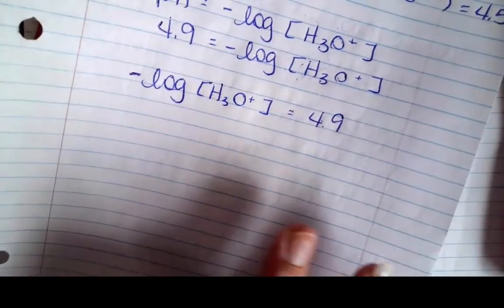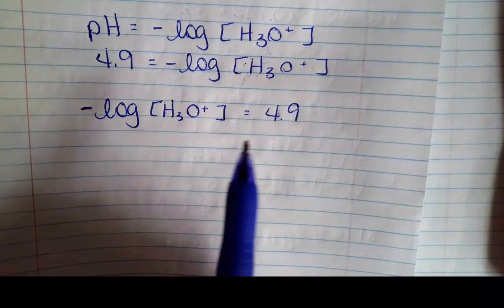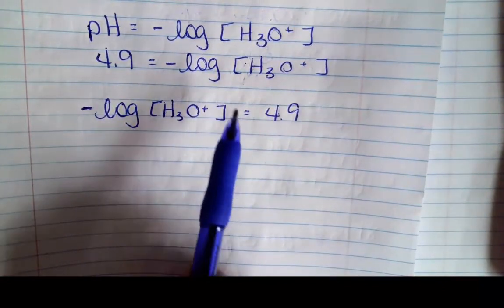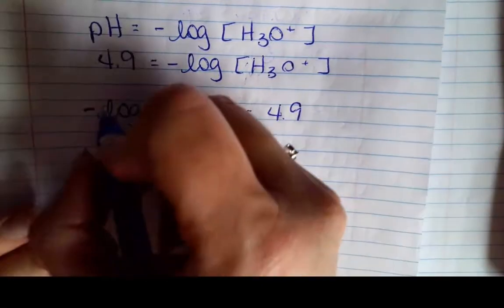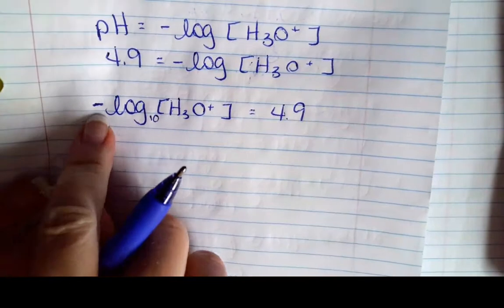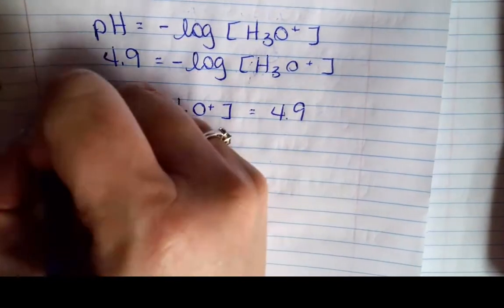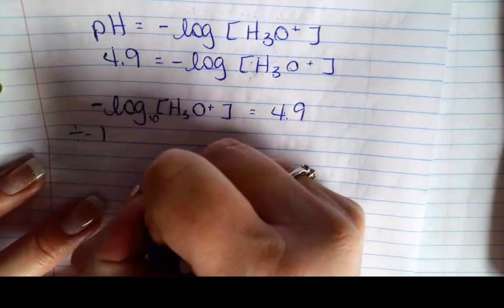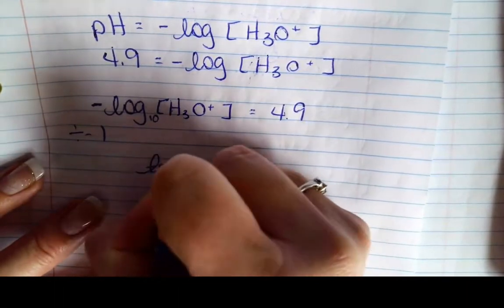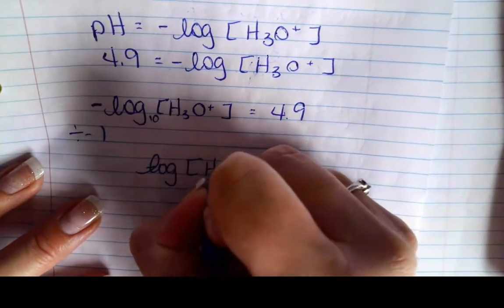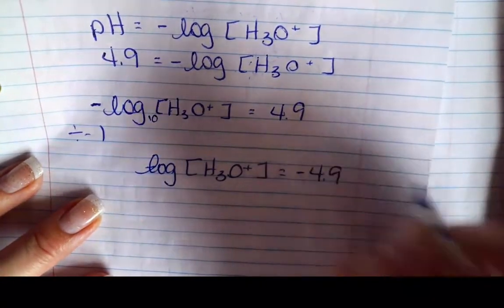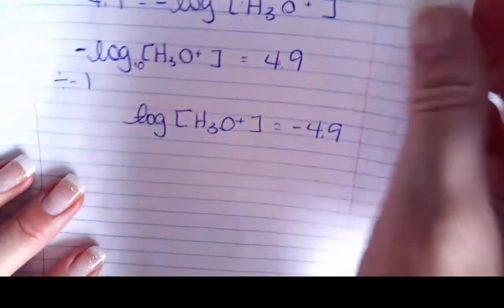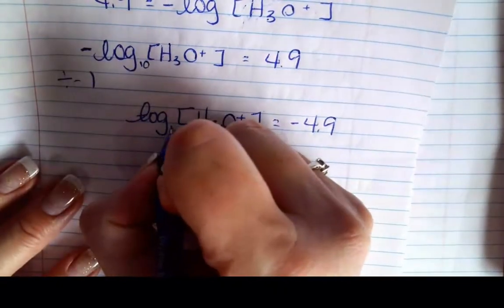Why do I want you to flip-flop it? Because I brainwashed you in the last section to where if I've got a log on the left and something else on the right, I can change it into exponential and solve from there. So remember, I'm in base 10. I want my log to be by itself, so I'm going to divide both sides by negative 1. So now I have the common log of my hydronium ion concentration is negative 4.9. And now I can do my backward circle.